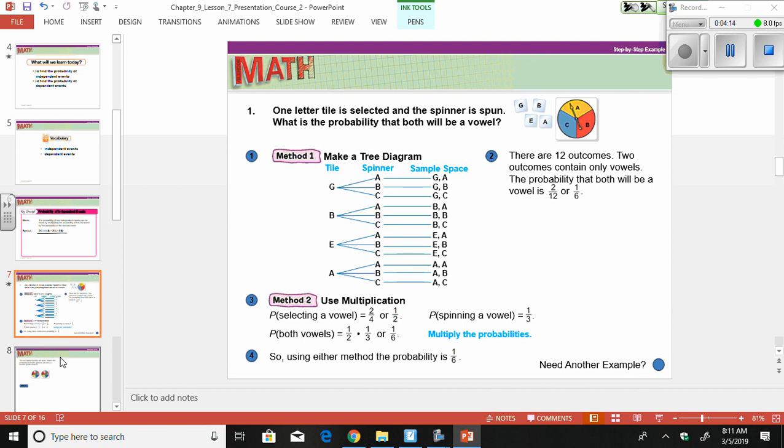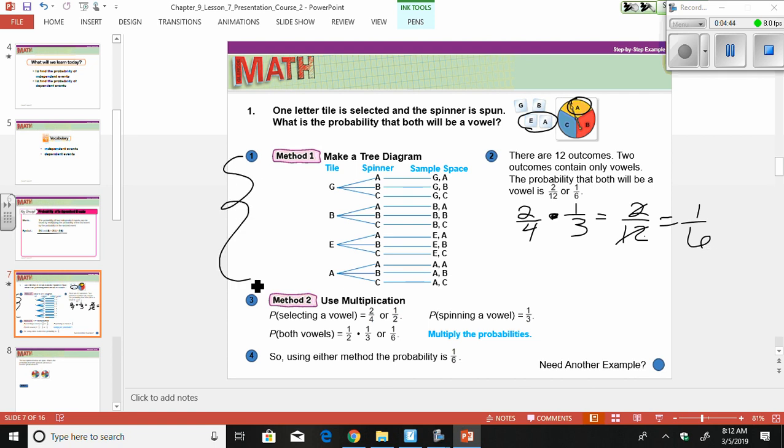A-E-I-O-U. So we have, let's see, one letter tile is selected and the spinner is spun. So we have a probability of 2 out of 4. And we have a probability of 1 out of 3, which would be 2 out of 12 when we multiply, and we reduce down to 1/6. That's the multiplication way. You can see how they did it here with the tree diagram, which is all great.